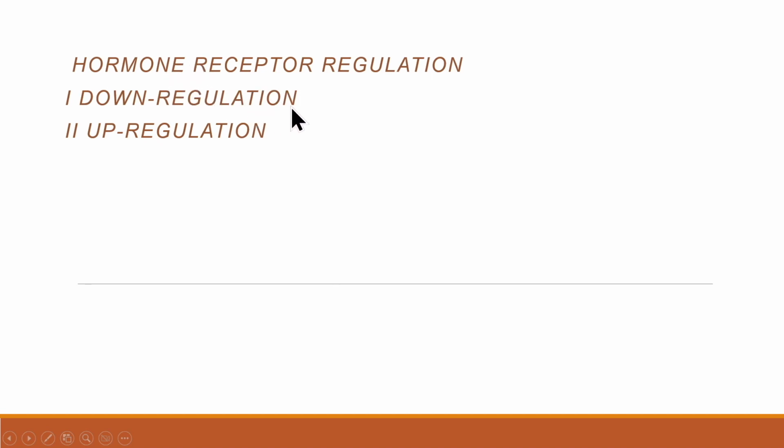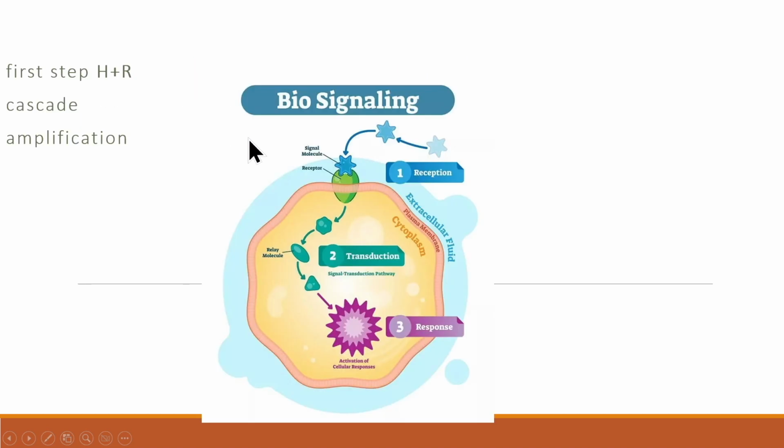Down regulation of the receptor results when the target cell is exposed to a sustained high concentration of the hormone. The receptors can either be upregulated or they can be downregulated. Downregulation of the receptors results from sustained exposure of the target cells to high concentration of the hormone.